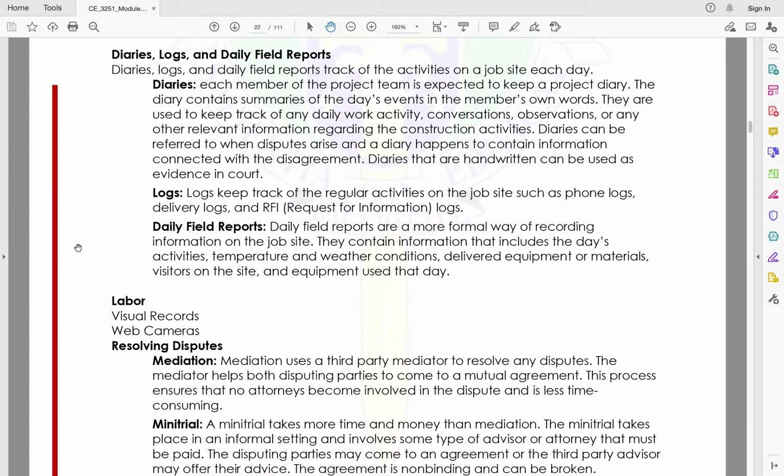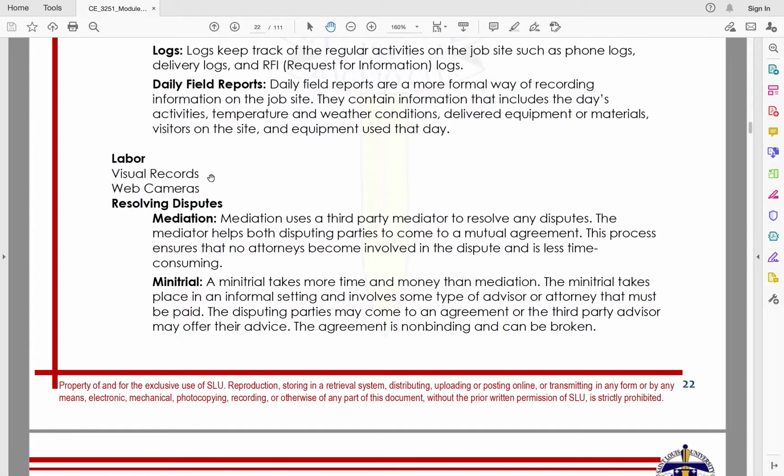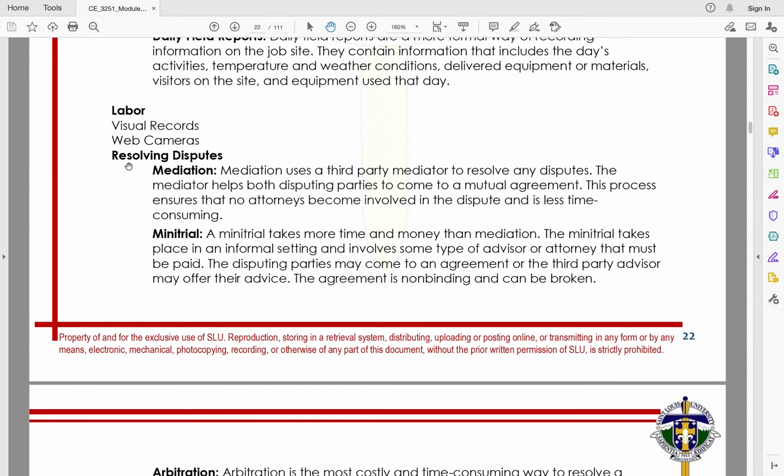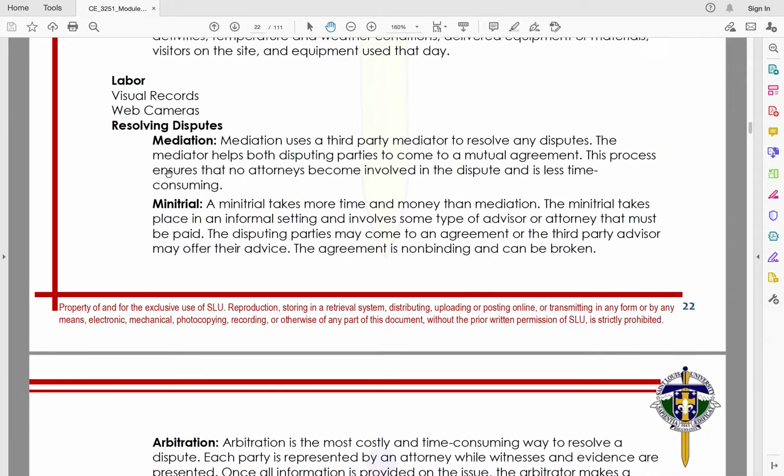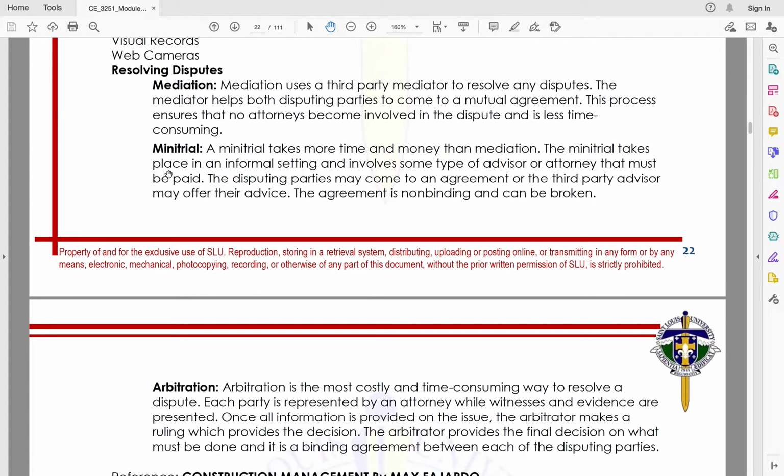Okay, next, for the labor, we have visual records and web cameras. Resolving disputes. So in resolving disputes, there will always be a time na, for example, hopefully wala mangyaring ganon, pero hindi maiwasan na sa site nagkakaroon ng mga hindi pagkakaintindihan yung mga trabahador or iba't ibang mga parts or iba't ibang mga members ng iba't ibang departments. Okay? So in solving disputes, we have first the mediation.